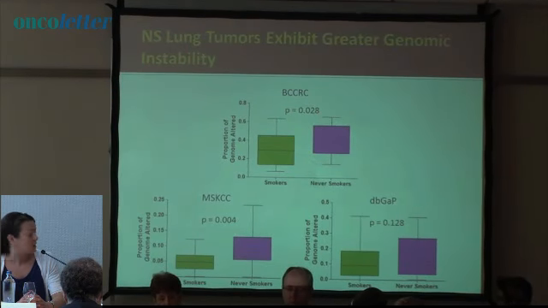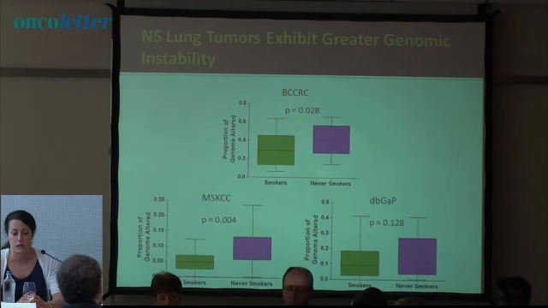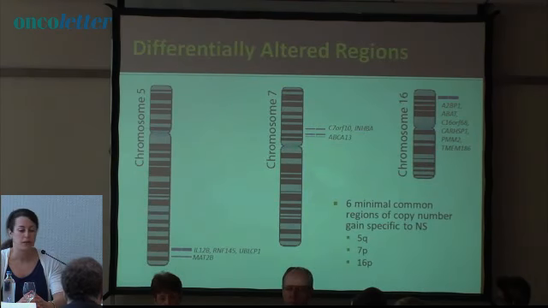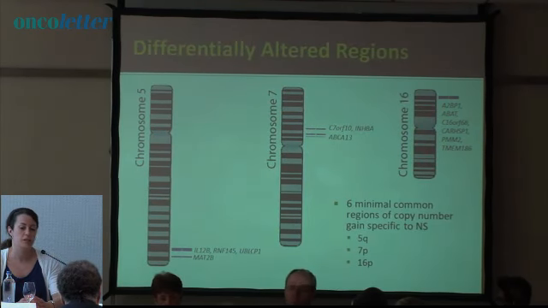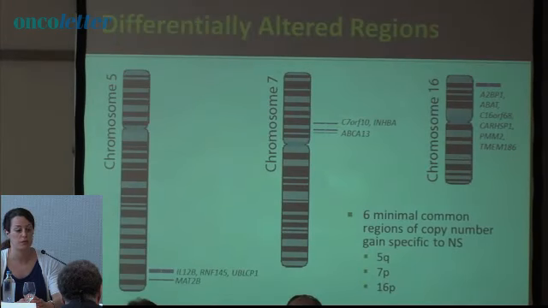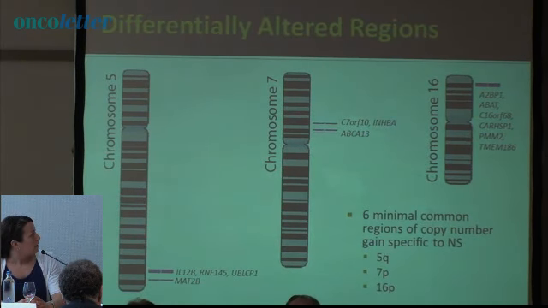We then went to validate our findings in other data sets, and we saw the same trend in 2 external data sets as well. And next, please. As I pointed out, there seem to be some regions in the genome that were preferentially altered in either smokers or never smokers. This slide shows some of these regions that we've identified. They're all copy number gains, I should say.